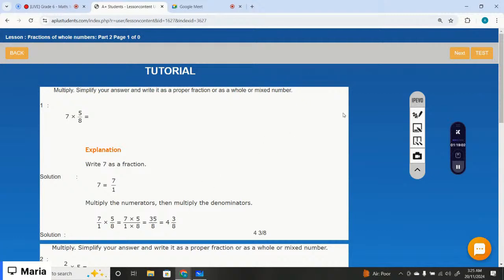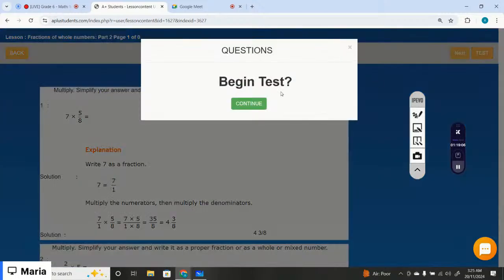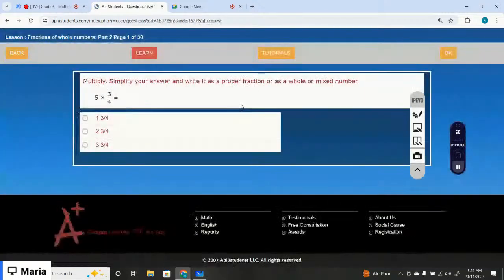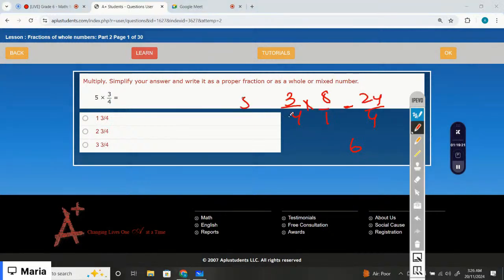Let's just start with the test questions. Let's see how we multiply. So that is 5 times 3 by 4. So which is the correct option? How do we evaluate? You have to do numerator times numerator, and that is 5 times 3 by 4. So 5 times 3 is 15 and 4 times 1 is 4. So you have 15 over 4.